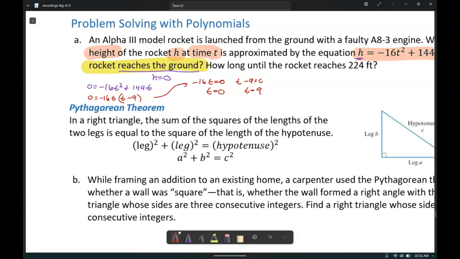Well, we have two answers for time, and we only need to figure out one: how long does it take to reach the ground? Well, let's think about what happens. We have a rocket that goes up, and then it comes back down. And when it reaches the ground is this time over here. It started at time equals 0 on the ground, and then it ended at 9 seconds. So it took 9 seconds for it to reach the ground.